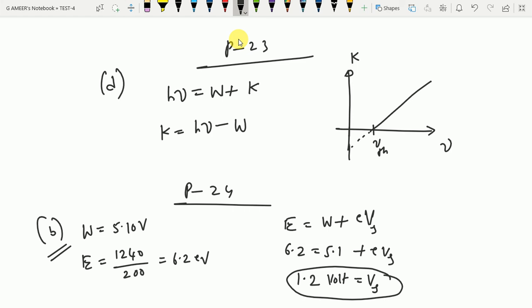The stopping potential is the potential difference that must be applied to stop the fastest electrons, so the potential difference is minus 1.2 volts. If they have asked for the stopping potential, then it will be 1.2 volts. Already stopping is mentioned. So, the 25th question.